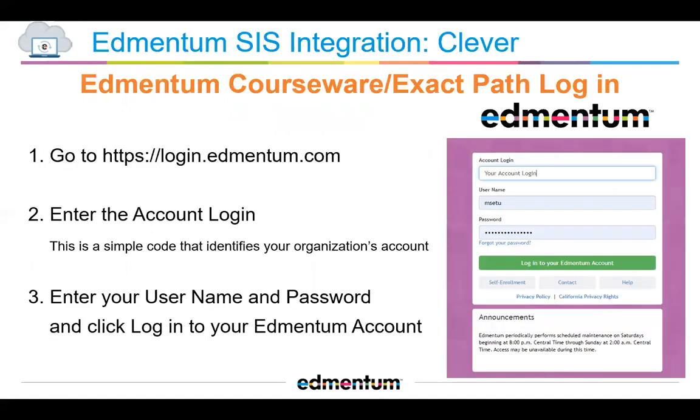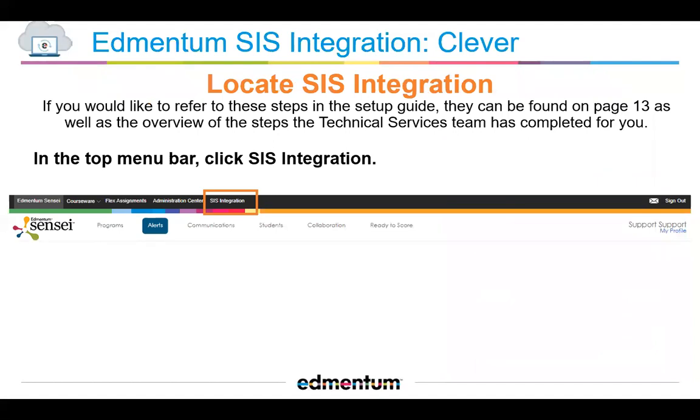So as the account administrator for your school account, in order to complete these integration steps today to tie your courses and sections to courseware or ExactPath, you will log in to edmentum.com. Then you will enter your account login, which is the simple code that identifies your organization account. You'll enter your username and your password and click Login to Edmentum. Once you're here, you will click on the SIS integration tab located at the top black navigation bar.